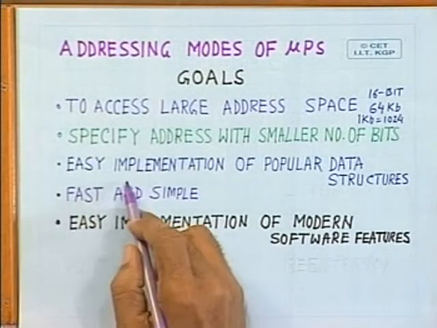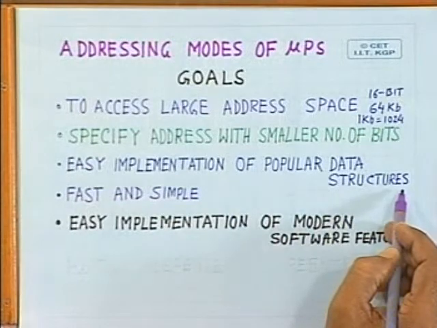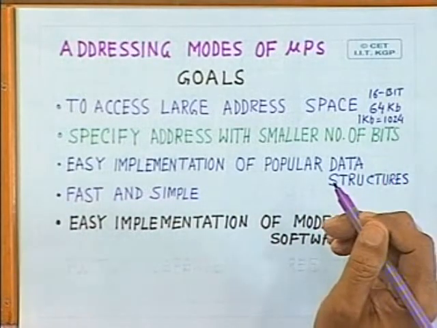Then another important goal is easy implementation of popular data structures. You will see whenever you write some program or implement an algorithm, you have to use different types of data structures, and particularly in high level language, different types of data structures are necessary so that data can be stored and processed efficiently for a particular algorithm.